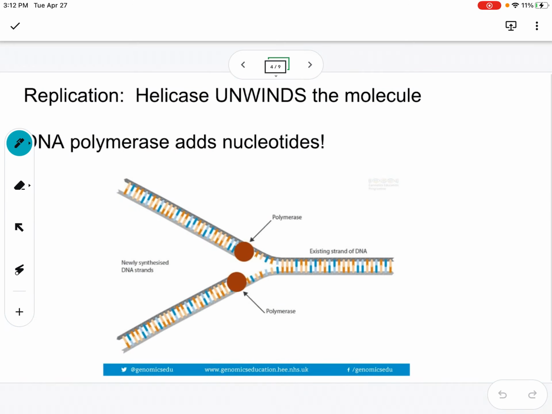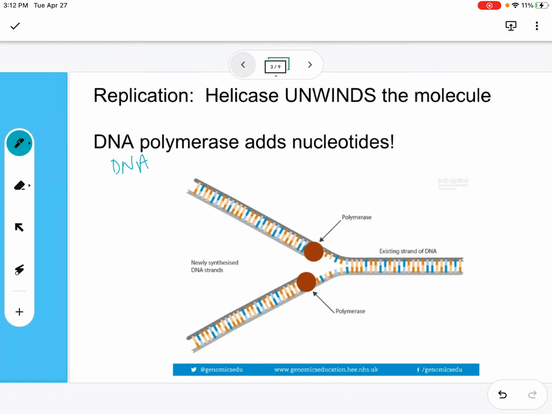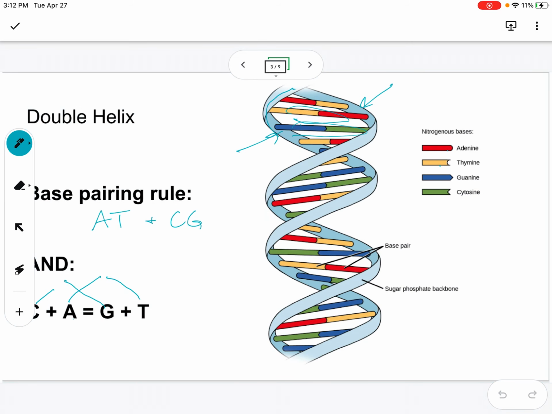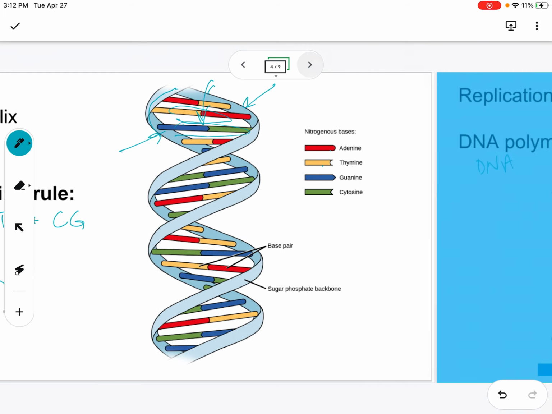So here we go. Replication, and I know you can't see this because my little thing is here. This should say DNA polymerase. Okay. Helicase, which is an enzyme, unwinds the molecule. Because remember, it's a double helix. It's all twisted. So what we need to do, so that it doesn't get all tangled, is have helicase go in and unwind the whole molecule.